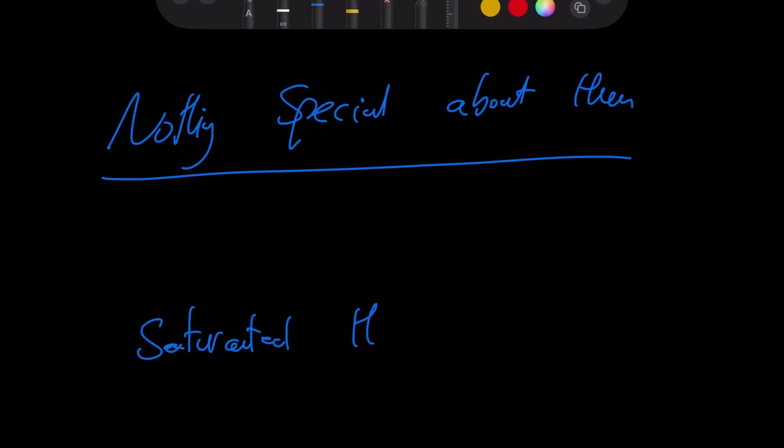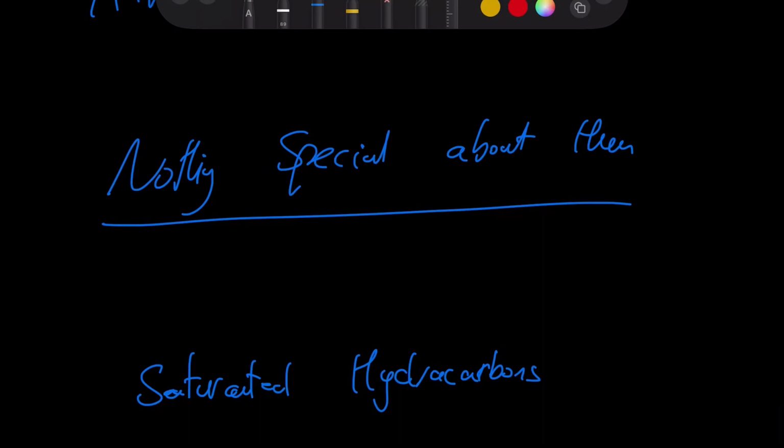Saturated. Why are they called saturated? They are generally not active. They are saturated. They need nothing. They don't need anything. They are saturated hydrocarbons. So let's take a break and see the properties of alkanes.